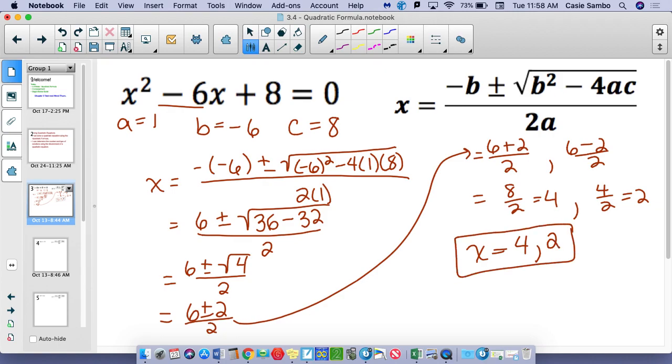Here's the thing with this problem. Yes, the quadratic formula will work. The quadratic formula works every single time. But it takes a while to do the simplification.